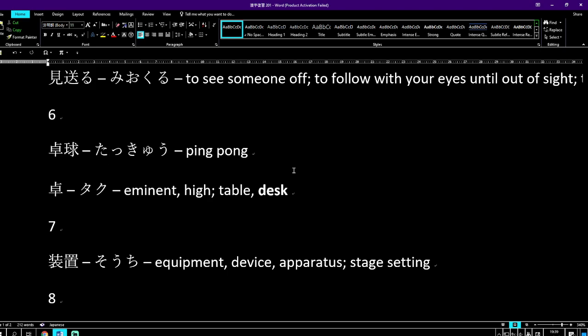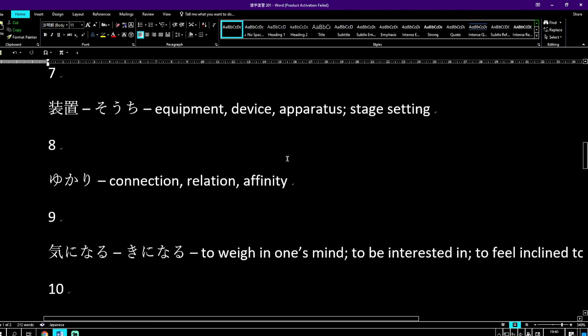Taku. Let me look up the stroke order real quick. Vertical stroke first, then horizontal. Taku is a table or a desk. This is literally table ball. Ping pong is literally table ball in Japanese. Takyu. Baseball is yakyu or field ball. Table ball is takyu. Takyu is ping pong.